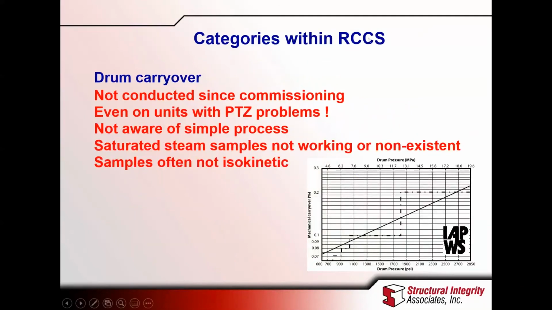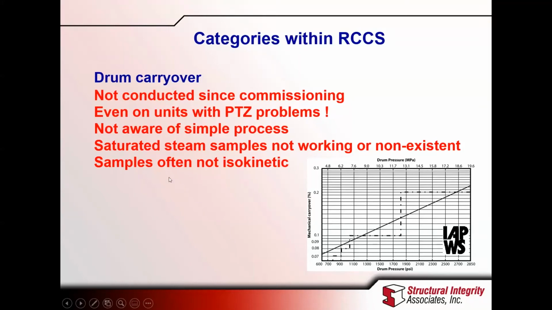The fourth category of repeat cycle chemistry situation is on drum carryover. We very often find that this is not conducted since commissioning, even though this is one of the things that's a really key part of phase transition zone failures and damage, and cracking and deposits. Many plant people are not aware of the simple process just shown here, where you could measure the carryover against the drum pressure, and hopefully it would be below this line. You would do it about every 6 months to make sure that there hadn't been a problem in the drum, or even on new units. We find even new units straight out of construction, just after commissioning, that the levels of carryover are very high.